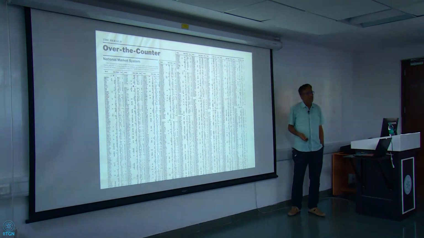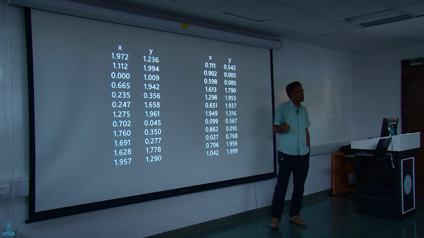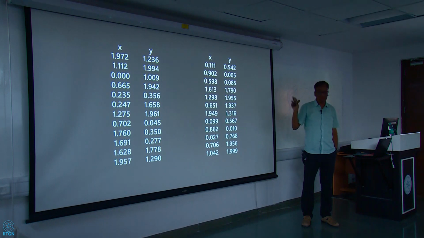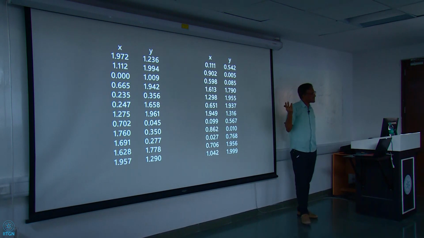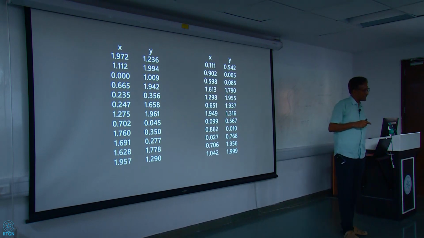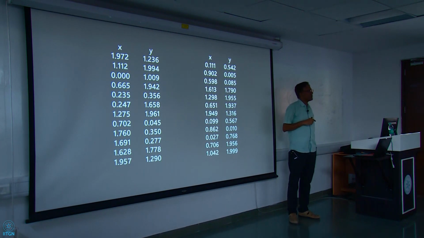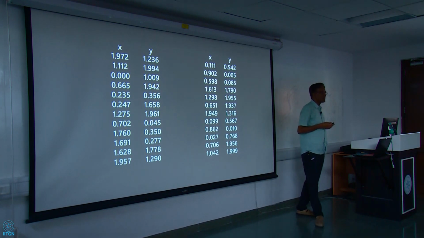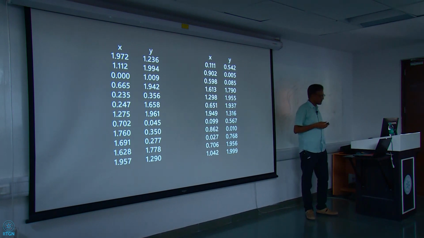So you're all smart people here. I'm giving you 24 points in two columns, 12 points in the first column and 12 in the second. These are the x and y values of each of those 24 points. Now, looking at these numbers, can you figure out anything? What is the relationship between x and y?